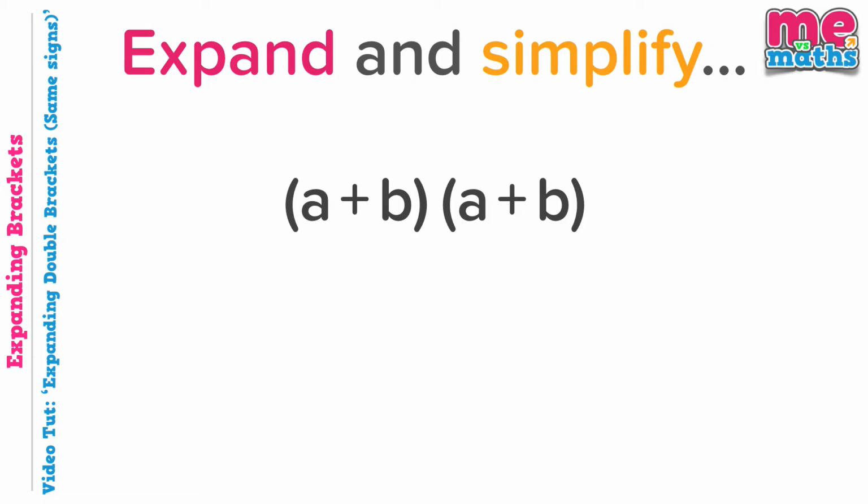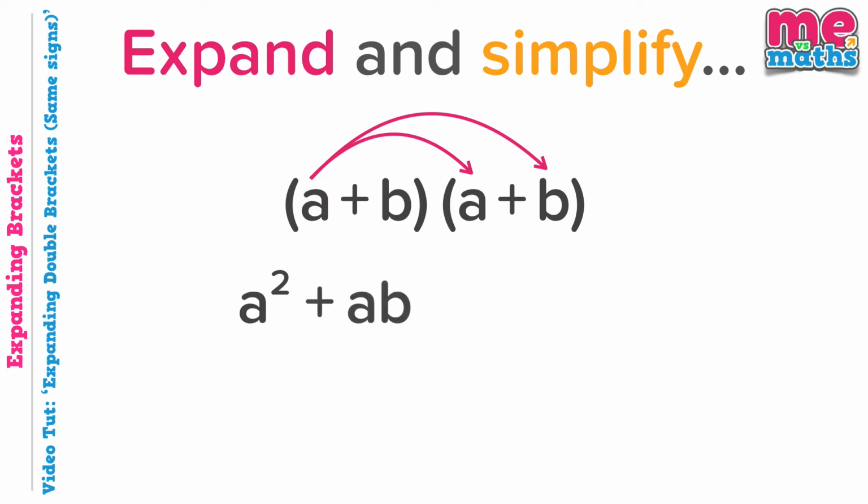Okay, a different looking example, and this kind of question can scare students off sometimes, but there's nothing to worry about, so let's get started. Branches again. A times a is a squared. Next, a times b. All we can do with that is write it as ab, and it's positive, so plus ab.